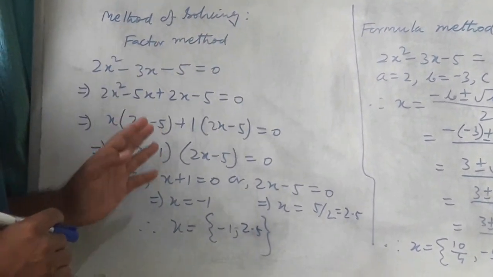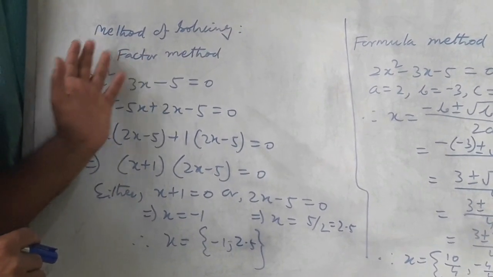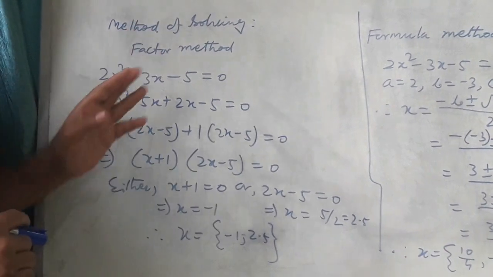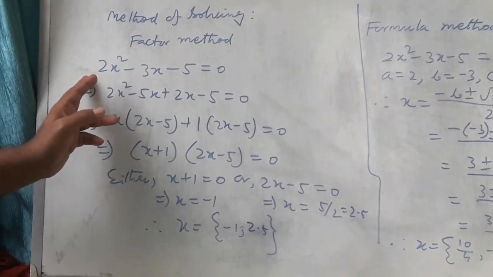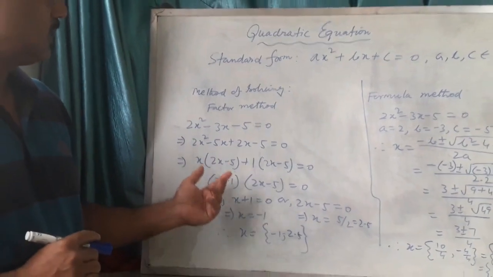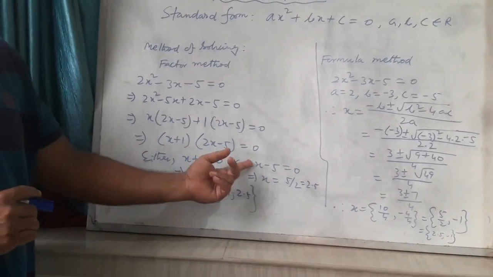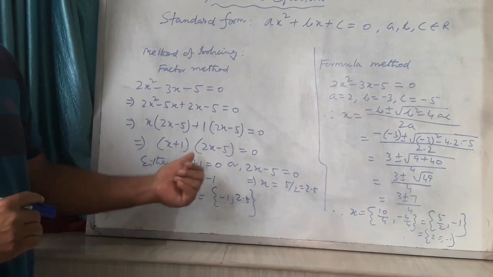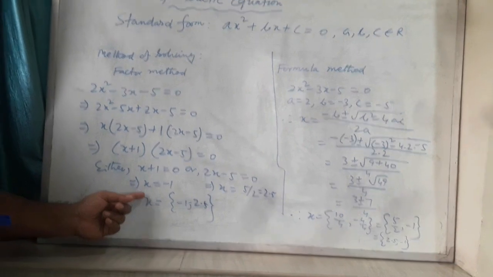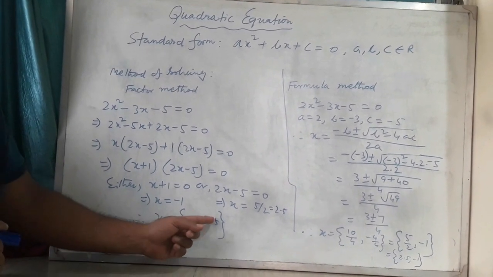Now how to solve? These are the two methods. One is factor method, another one is formula method. Factor method you are already aware of. What we have to do is factor the middle term. We have to break the middle term into two terms, then take common, and then finally the product will come 0. If the product is 0, either the first one is 0 or the second one is 0. By making them 0, we are getting the values of x as -1 and 2.5.